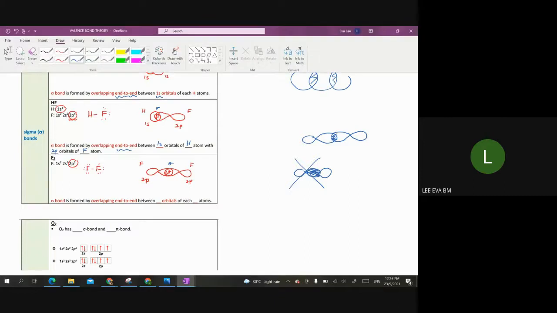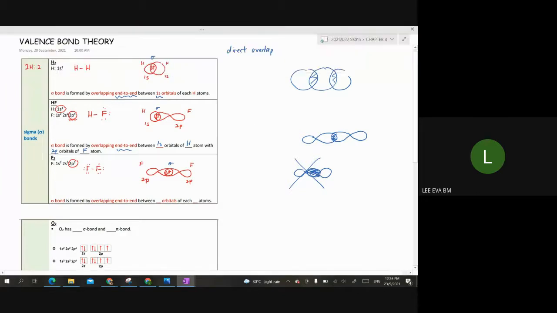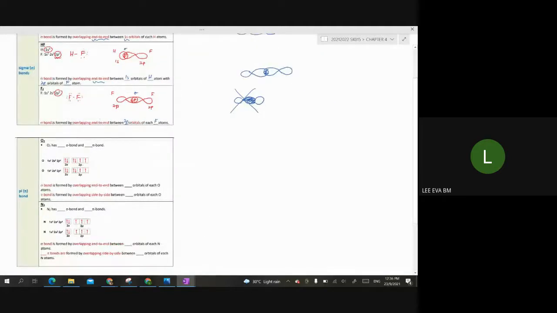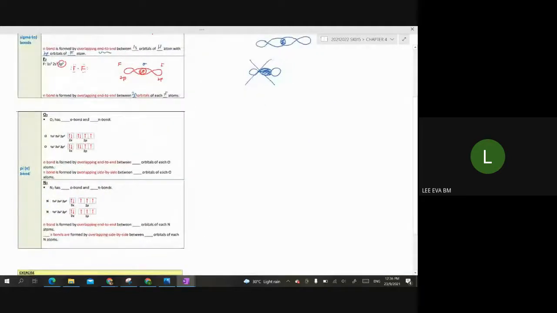Okay. So, what do you need to fill in the blank? Overlapping end to end between? 2p orbital. 2p orbitals of our fluorine atoms. Okay.